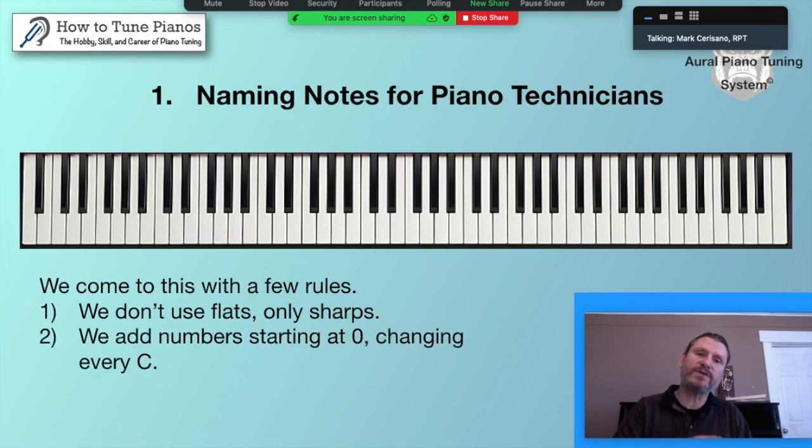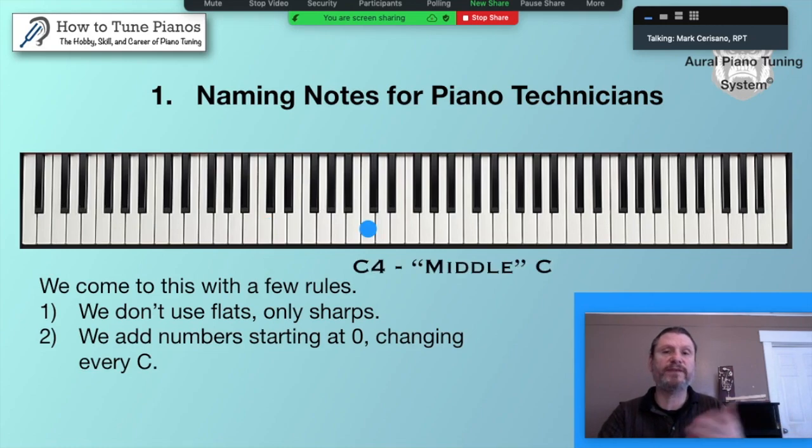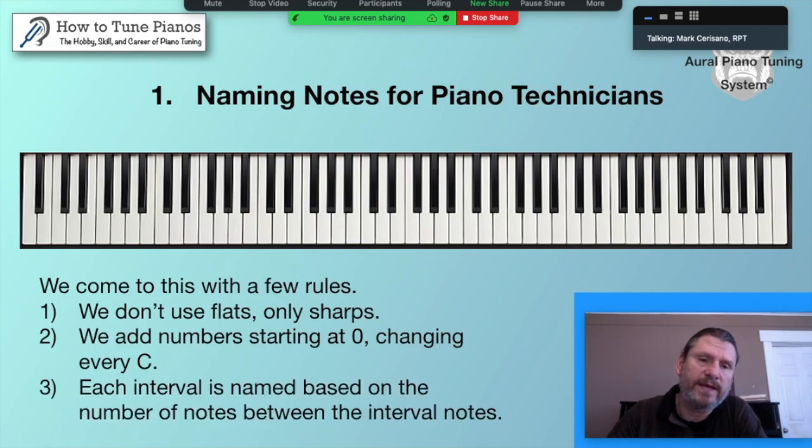Secondly, we add numbers starting at 0, changing every C. So the bottom note is A0, A sharp 0, B0, then we have C1, C2, C3, middle C is called C4, and A4 is the note where we usually start when we're tuning by ear. And each interval is named based on the number of notes between the interval notes. That's it. It's very simple that way.